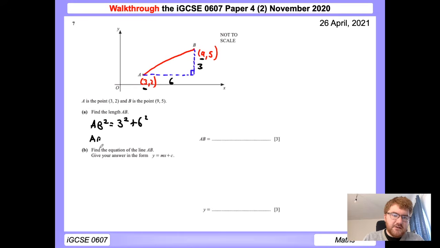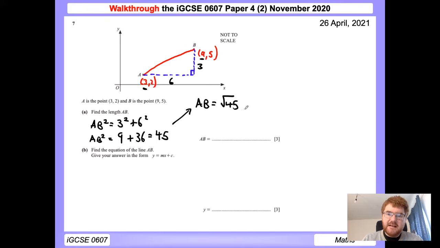Again, most of these things you can use a calculator to work out. 3 squared is 9. 6 squared is 36. 36 plus 9 is 45. But remember, this is AB squared. So to get our final answer for AB, well, what's the opposite of squaring? Square rooting. So we need to square root the 45 at the end.